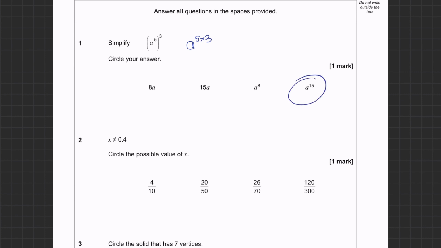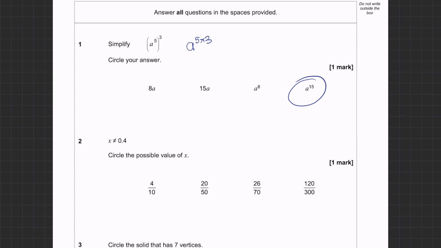Question 2, x is not equal to 0.4, so circle the possible value of x. Well, if we convert 0.4 to a fraction first, we can say times 0.4 by 10, which is 4, which means we then have to put it over 10. So it can't be this one, because 4 over 10 is equal to 0.4. If we simplify 4 over 10, it goes down to 2 over 5.